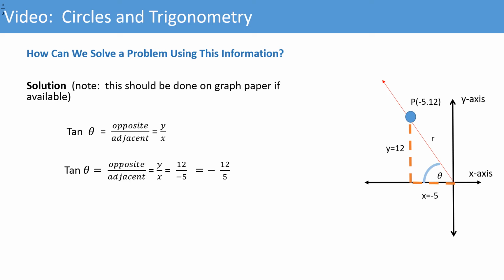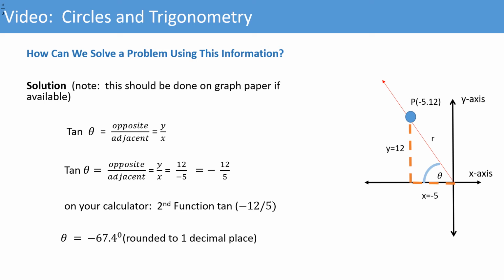So we will take the y value, which is 12, and divide by the x value, which is -5, which will give us -12 over 5. On your calculator, use the second function tan of -12 over 5 to find the value of theta, which is 67.4, rounded to 1 decimal place.